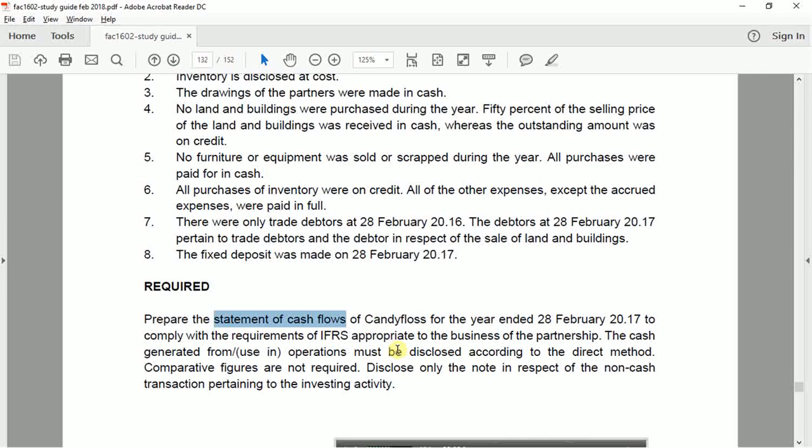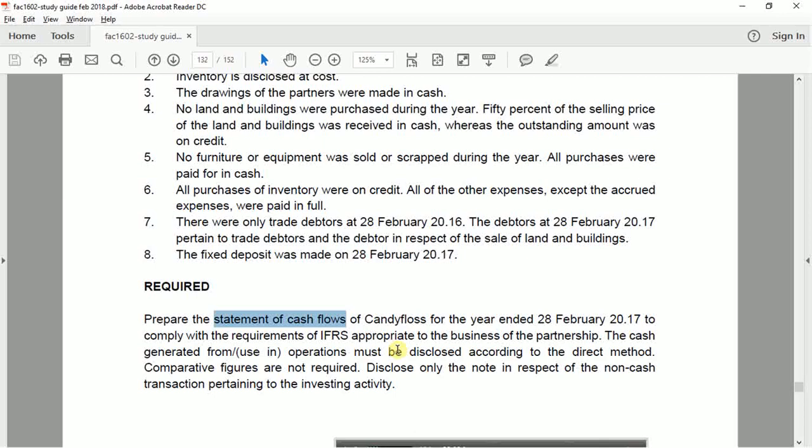Where do you see? Disclose only the notes in respect of the non-cash transaction pertaining to the investing activity. So they're looking at the working relating to your investment. So you probably sold or bought something. Okay, because that will affect your balances. Right, so come, let's see how you guys do.